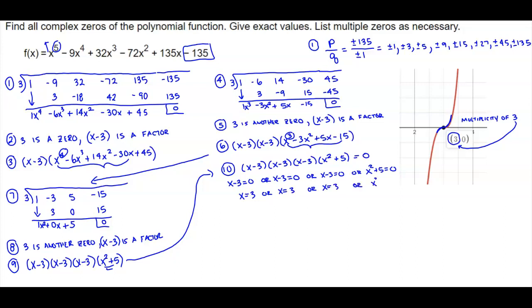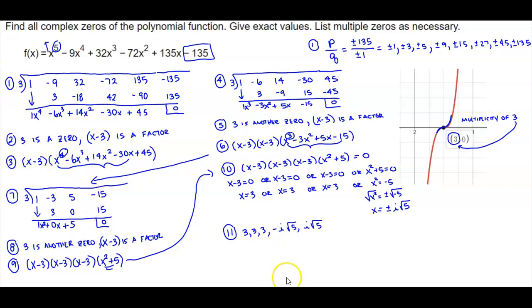Over here, we're going to solve for x by subtracting 5 from both sides. We're going to take the square root. Remember, that's plus or minus the square root of both sides. So therefore, x is going to equal plus or minus i times the square root of 5. So therefore, here are the complex zeros of the polynomial function. So we have 3, 3, 3, and then negative i times the square root of 5, and then positive i times the square root of 5.